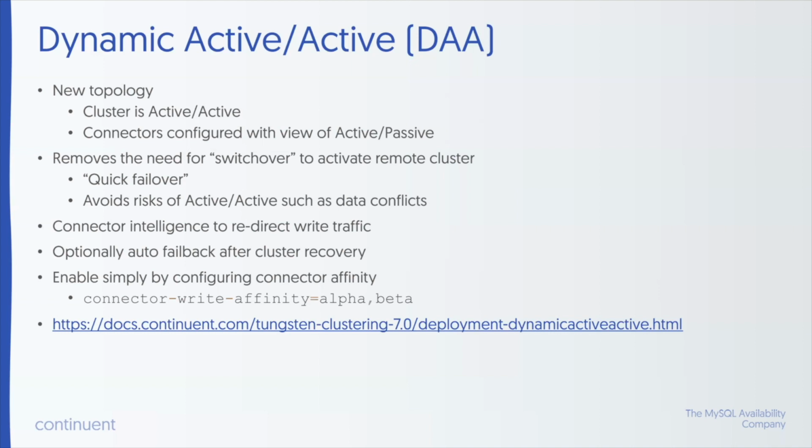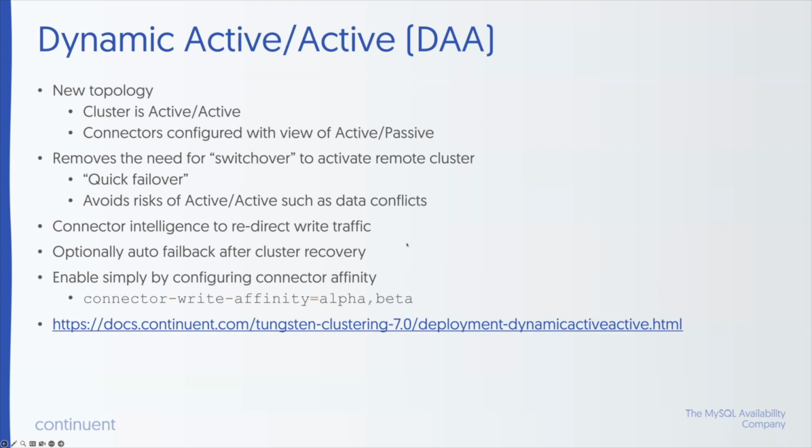So the way this works is that the connectors are configured in such a way to say, I want to send all of my writes to a specific place. And we do that by using what we call the connector affinity. So the connector affinity in the example here says my affinity is alpha, beta. So by default, wherever the connector is, the writes will always go through to the alpha cluster. Should the alpha cluster fail, writes will then reroute to the beta cluster.